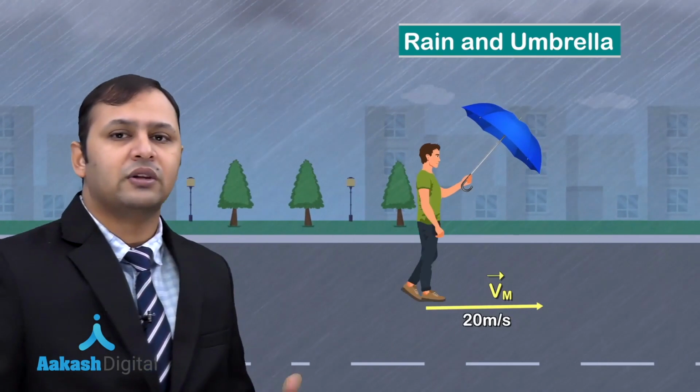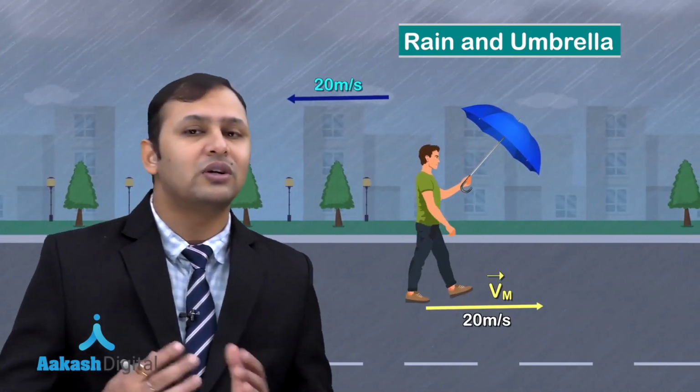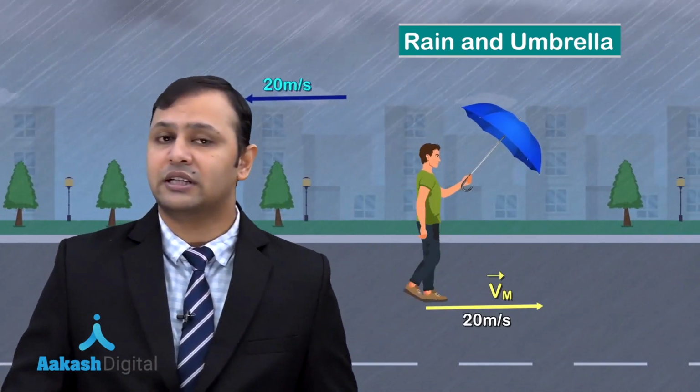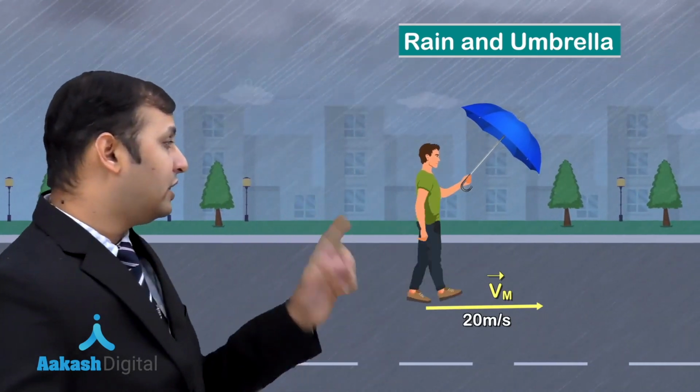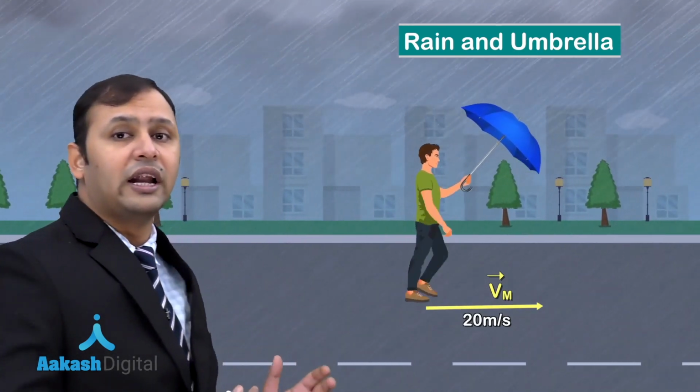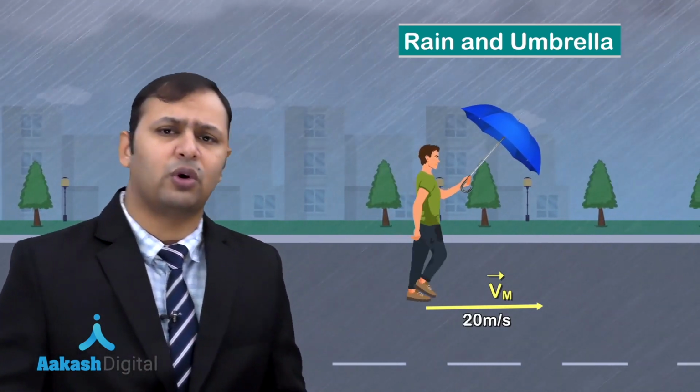What is it? It's pretty obvious. Whenever you run along a direction, the wind appears to flow in the opposite direction with the same magnitude of velocity. So suppose you are running towards a direction, let's say north, with a speed of 20 meters per second, the wind will flow backwards toward the south with a speed of 20 meters per second. And that wind will take the vertically falling raindrops on an angle. So it's the same concept, but I'm explaining with the help of wind.